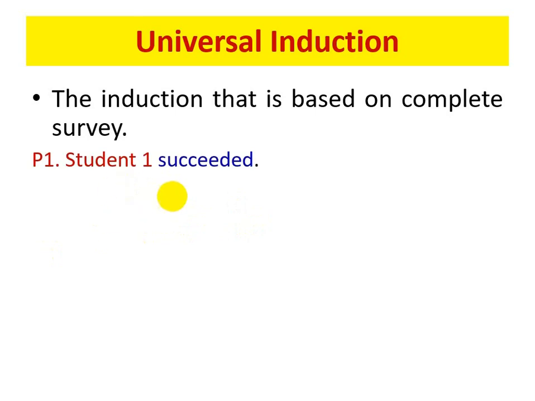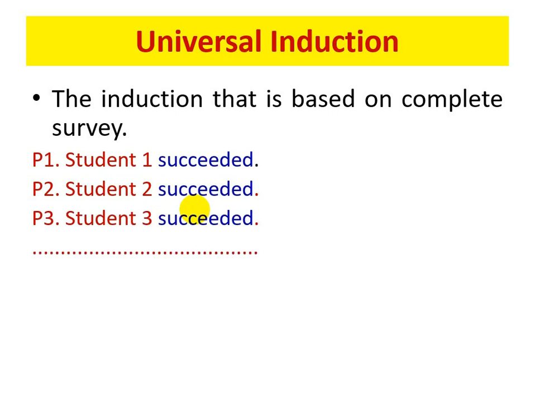When we say student 1 succeeded, student 2 succeeded, student 3 succeeded, can we say student N succeeded? We cannot say this. Why? Because we only scanned and surveyed student number 1, student number 2, student number 3, but we cannot conclude that student number 30 or number 1000 succeeded. Why? Because this is not universal induction. It is a particular induction.